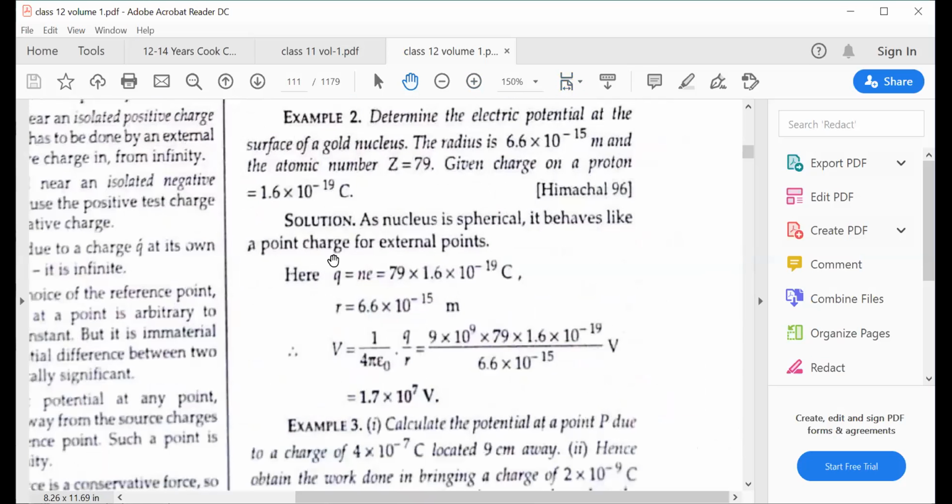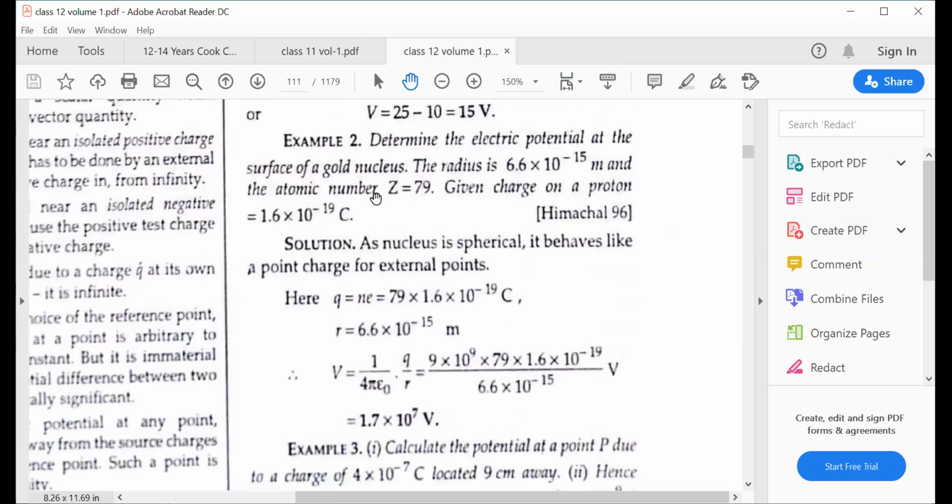So this question, step by step. First the basics. First we'll try to understand how to do the potential. After that we'll do the critical questions. In this question, is the PDF clear? Can I see the PDF?